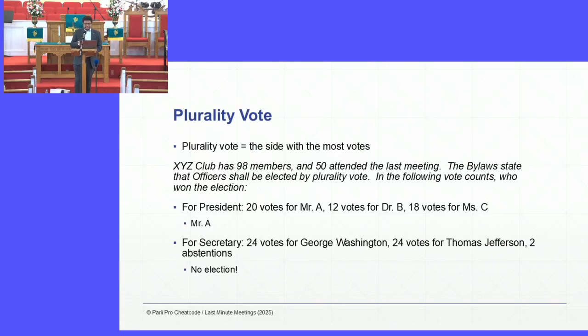And let's see, this next example for secretary, we have 24 votes for Washington, 24 votes for Jefferson, and 2 abstentions. In that instance, no one wins the election, right? It's a tie vote. And so you have to do another round of balloting in that instance because no one got a plurality vote on that one.